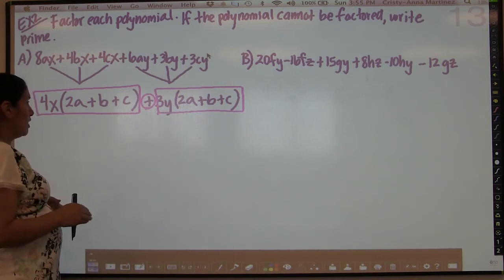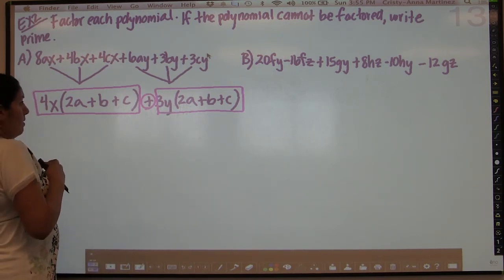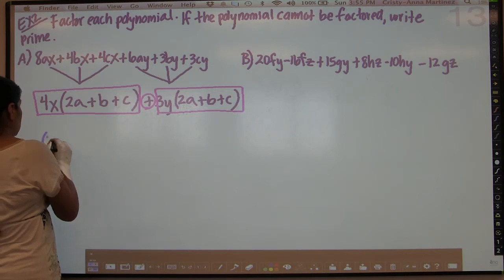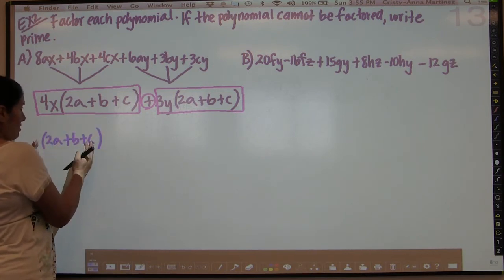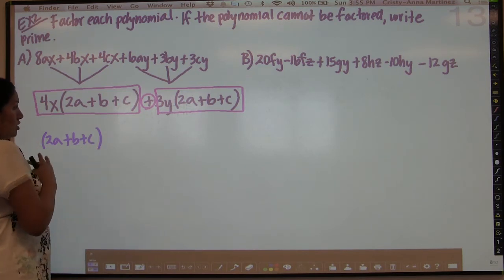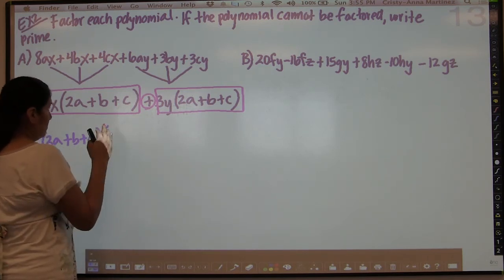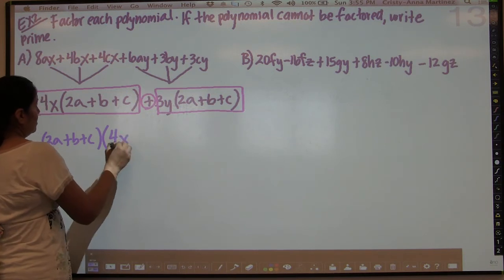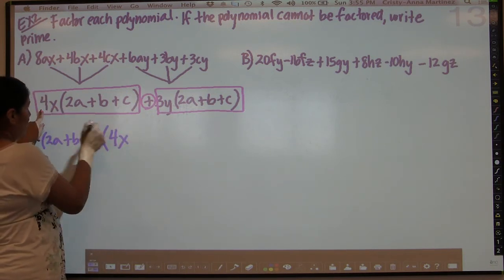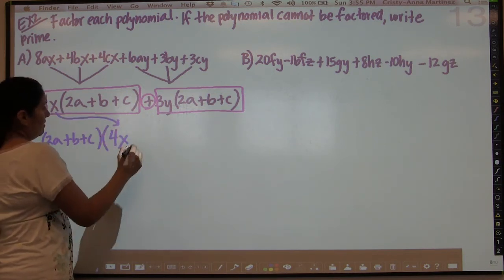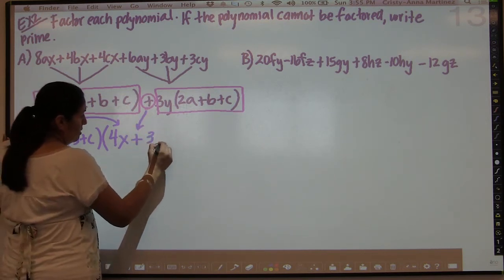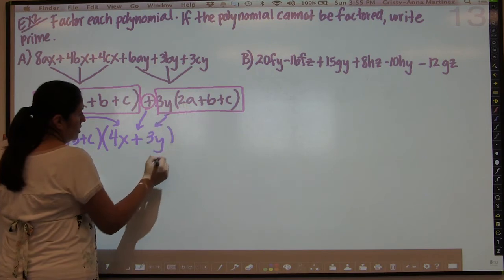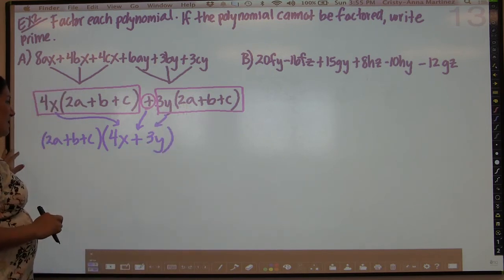And when you have something in common, you take it out of the box. So I'm going to take out the 2a plus b plus c, but I want to keep it all together. So I'm taking it out, so now it's gone. And then what remains in the box is a 4x. So in this box, you're left with the 4x, so that kind of goes in there. Then you have a plus from right here. And then the 3y comes from the other box. Okay? And that's actually the answer.